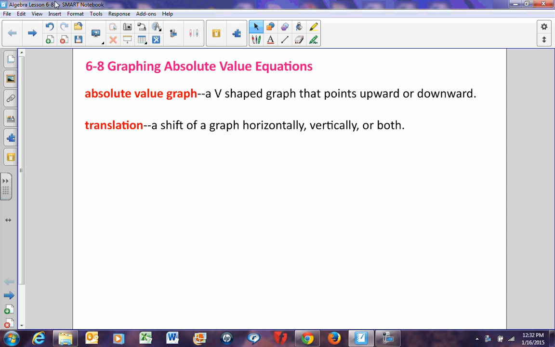This is Algebra Lesson 6-8, Graphing Absolute Value Equations. The absolute value graph is a V-shaped graph that points upwards or downwards. Now, we've done some of these in Chapter 5 when we were looking at just graphing in general, but today we're going to look specifically at absolute value graphs. A translation is a shift of a graph that is shifted horizontally, vertically, or both horizontally and vertically.